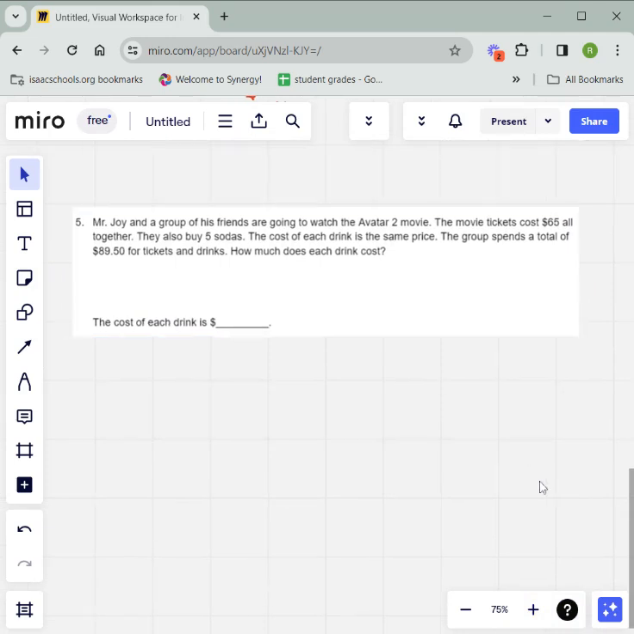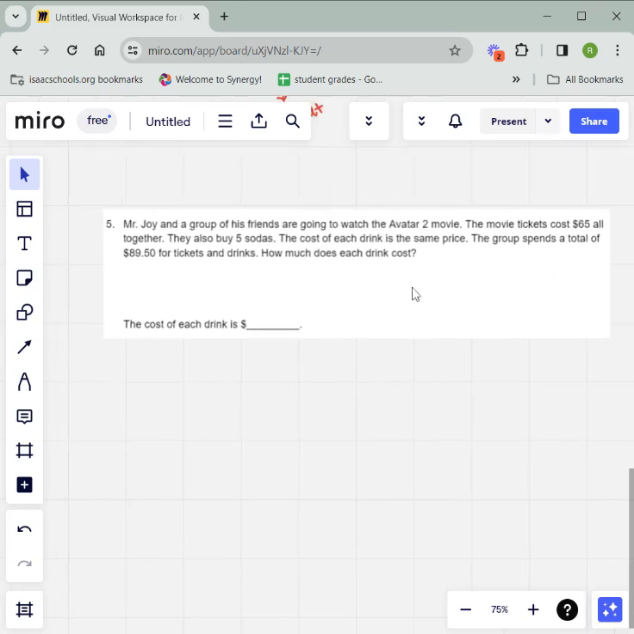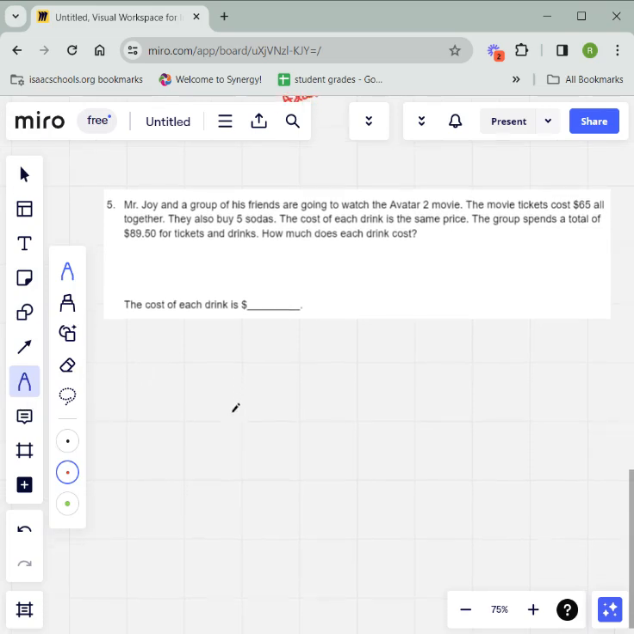All right, next one. Let's read the question carefully before we answer it. Mr. Joy and a group of his friends are going to watch the Avatar 2 movie. The movie ticket cost $65 altogether. Remember that? Read carefully. That way you can complete the question easily. If you don't read the question carefully, you may get the wrong answers. So right here, it talks about them going to the Avatar 2 movie. But in this case, the movie cost $65 all together, for everybody.